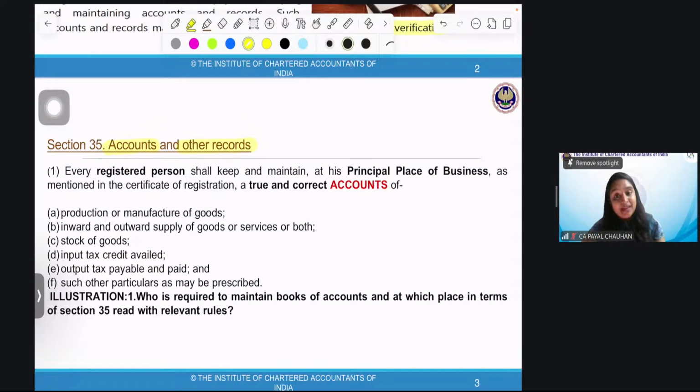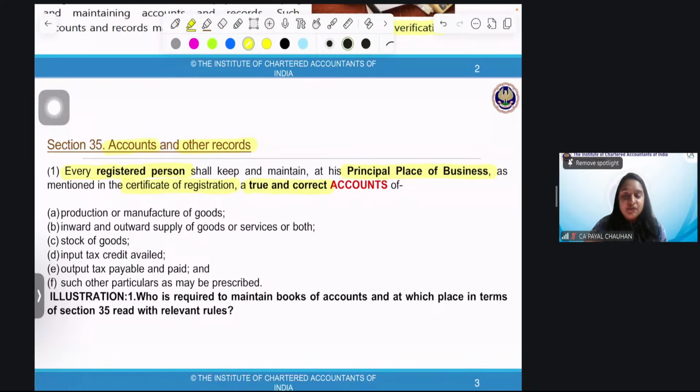In the question, you will be asked, tell us the accounts which will be maintained and tell us the records which will be maintained. We'll start. Every registered person. Now, did you understand why I asked you? If I am filing a return, I will be registered. So, we are talking about registered people. Every registered person shall keep and maintain at his principal place of business, as mentioned in the certificate of registration, true and correct accounts of.